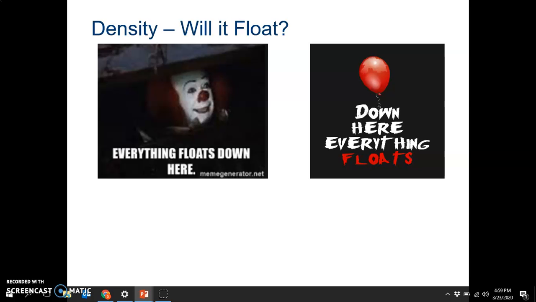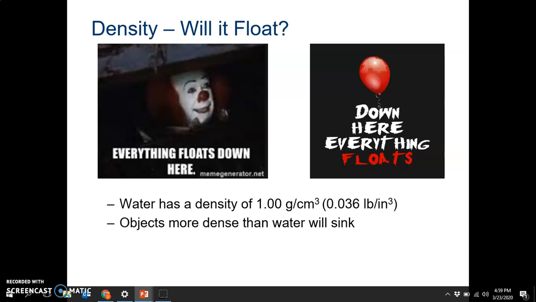But basically, how do we know if an object will float or sink? It has to do with the density. So water, again, has a density of 1 gram per cubic centimeter. Objects that are more dense than water will sink, and objects with a density less than water will float.